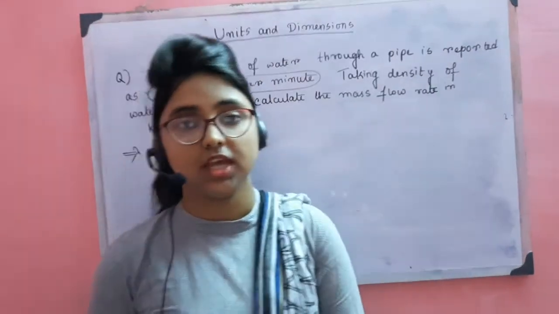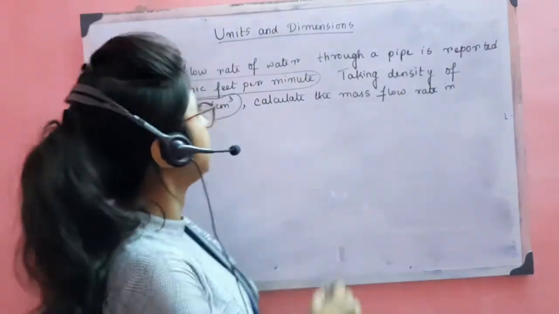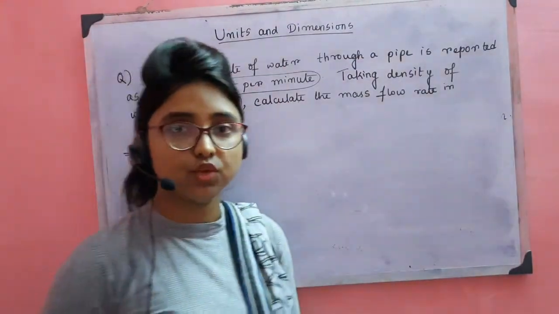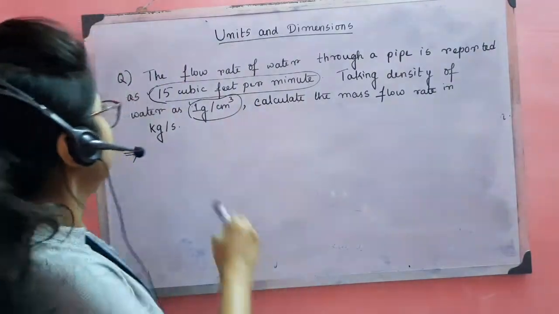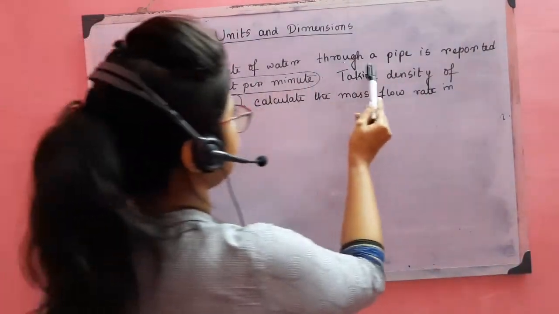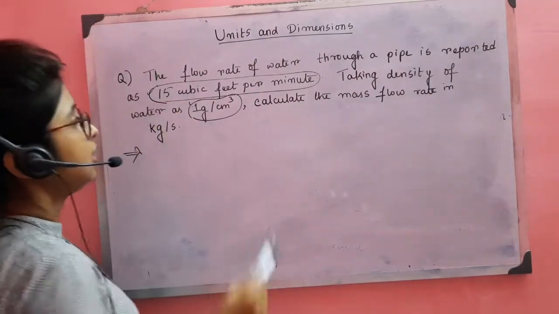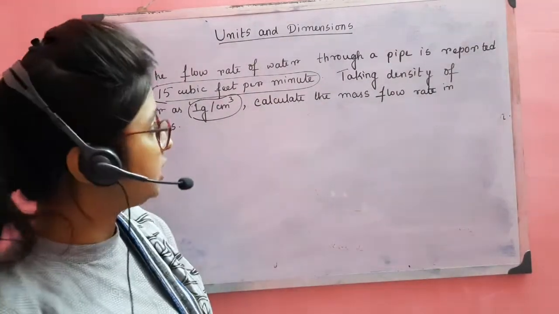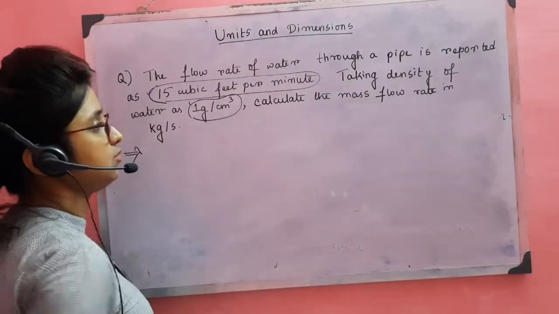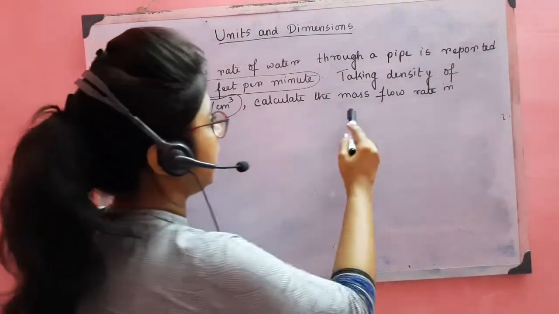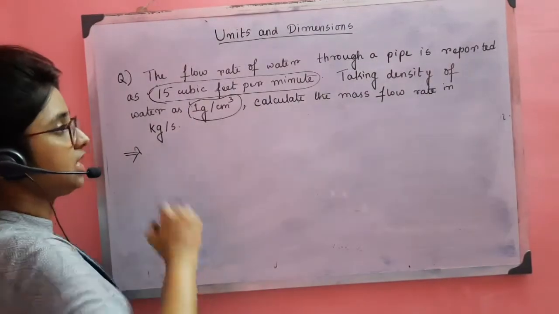Hello students, in this topic we will be starting with units and dimensions, which is the basic of chemical engineering, and the question follows. The flow rate of water through a pipe is reported as 15 cubic feet per minute. Taking density of water as 1 gram per centimeter cube, calculate the mass flow rate in kilogram per second.